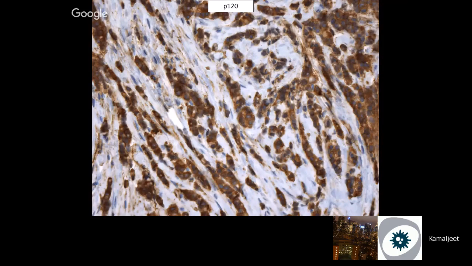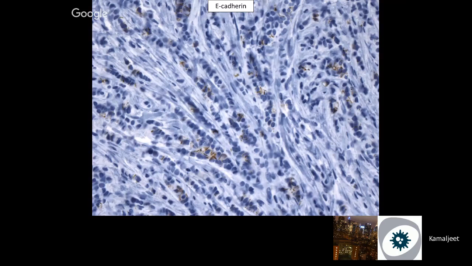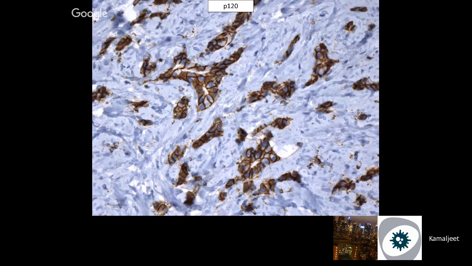So what you can do is P120. So if it's lobular phenotype, there will be cytoplasmic localization of P120. So this is the ECAD on the same case. So there is some focal ECAD expression in this tumor, which is actually a lobular. As compared to in ductal, there the P120 is expressed on the membrane.